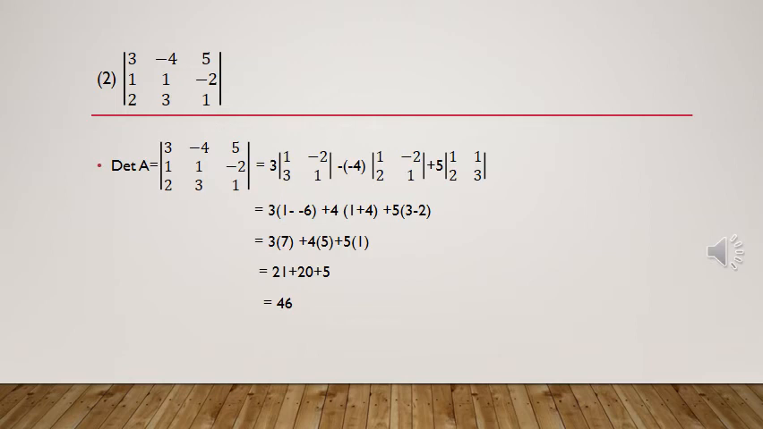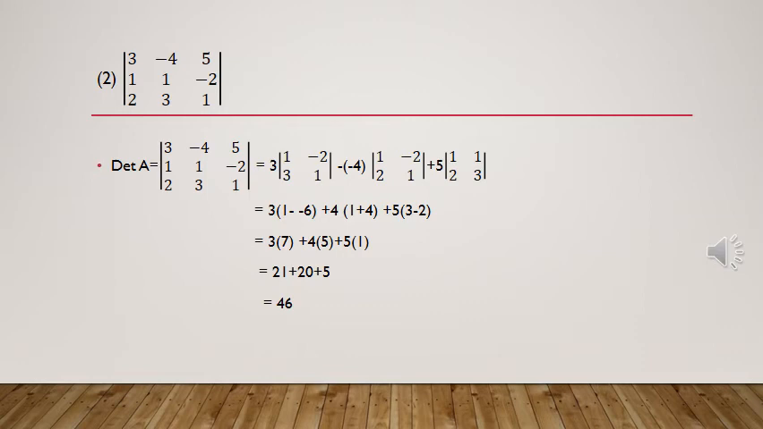Those are the signs. So the determinant is positive 3 into the determinant obtained by deleting row 1 and the column where 3 lies. That is 1, negative 2, 3, 1. Then the sign of the next element is minus. So minus 4 into the determinant 1, negative 2, 2, 1. Then on top of 5 you put a positive sign.